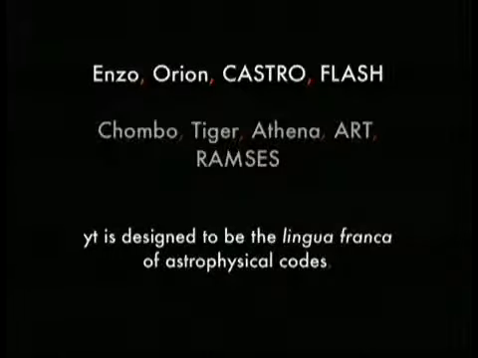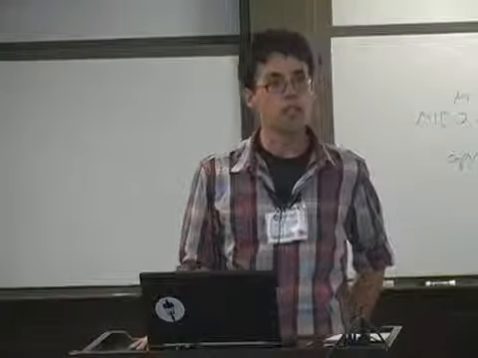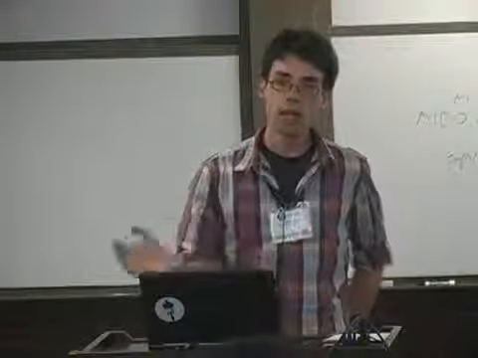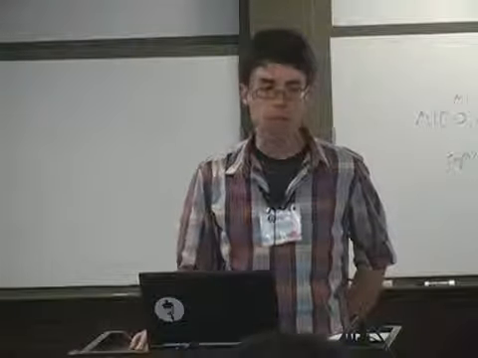We support a number of different codes, including Enzo, which is the code that I do most of my work with, Orion and Castro, which are based on the same underlying library, Flash. And then we also have a number of second-tier codes that we do support, but that don't reach to the same level, such as Chombo, Tiger, Athena, Art, Ramses. And it's designed to be a lingua franca, so you can speak to it in the same language, and then you get out meaningful results that can be directly compared.